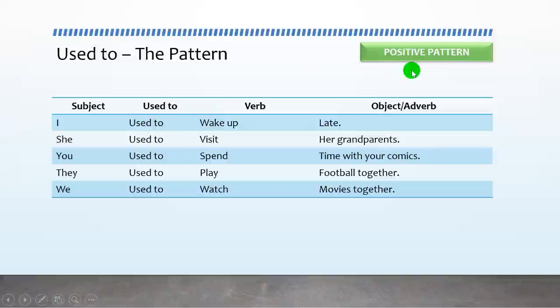Now let's see the pattern. For the positive pattern of "used to," you do not need to think about the subject, because whether it is plural, singular or any other, you can use "used to," and it's followed by verb 1. Like you see over here, "I used to wake up late," until "we used to watch movies together." All of these sentences mean that the activities were done in the past, and then you, or anyone here based on the subject, do not do it anymore in the present time.